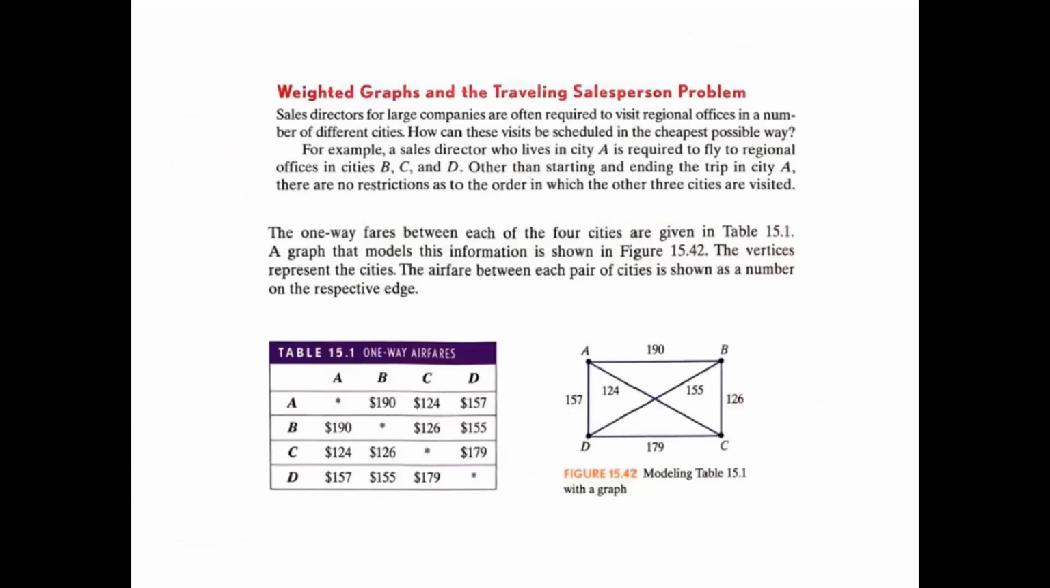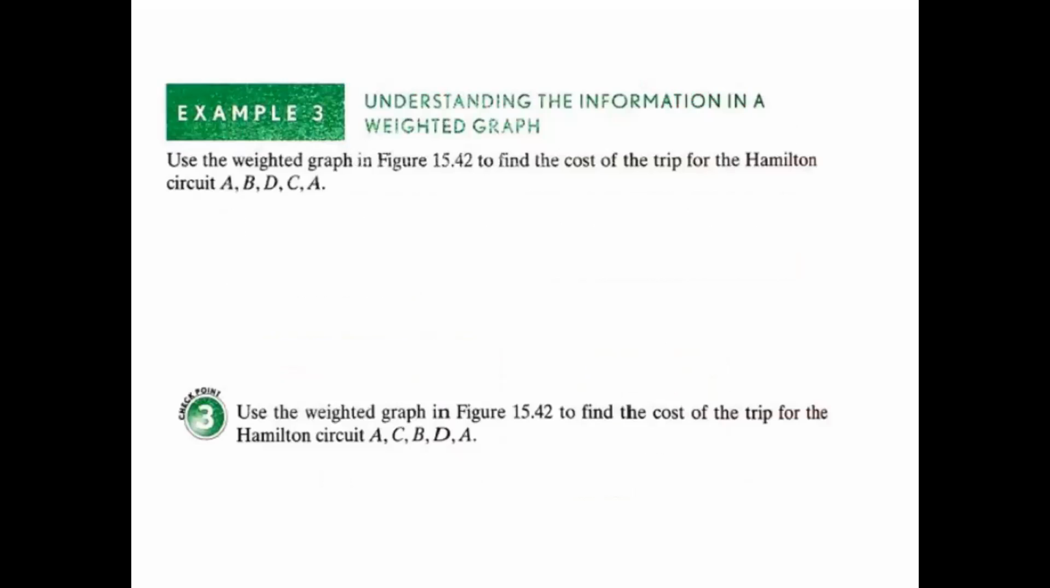All right, let's go ahead and talk about trips, okay, and traveling salesmen problems. Go ahead and read this part. All right, so this is a one-way fare between each of the 4 cities given by the table. And we need to calculate the airfare between each of the cities as shown below. So here, example 3 says, use the weighted graph in the figure, find the cost of the trip for a Hamilton circuit A, B, C, D, and A.